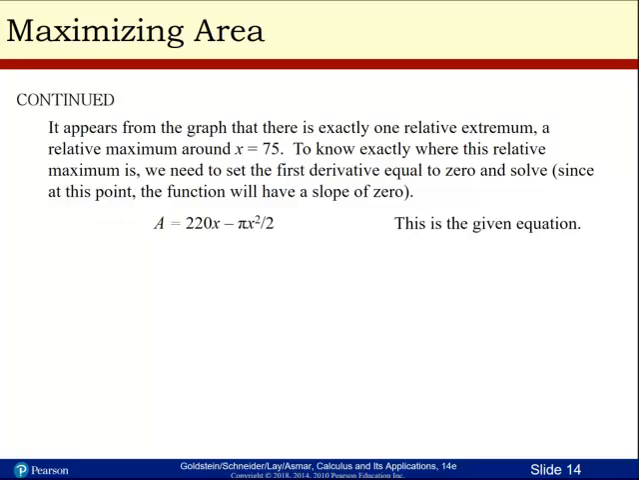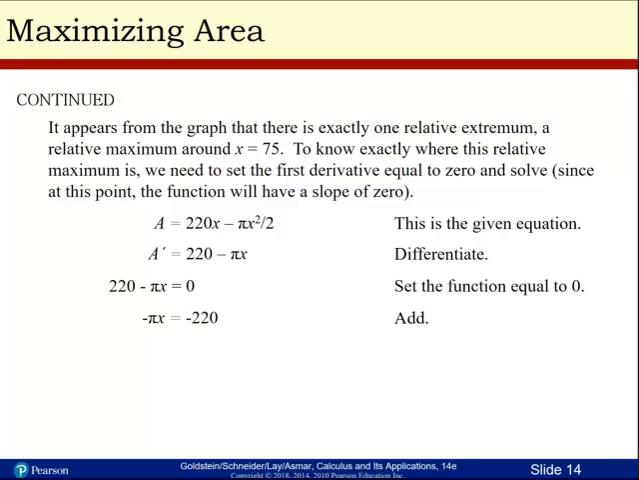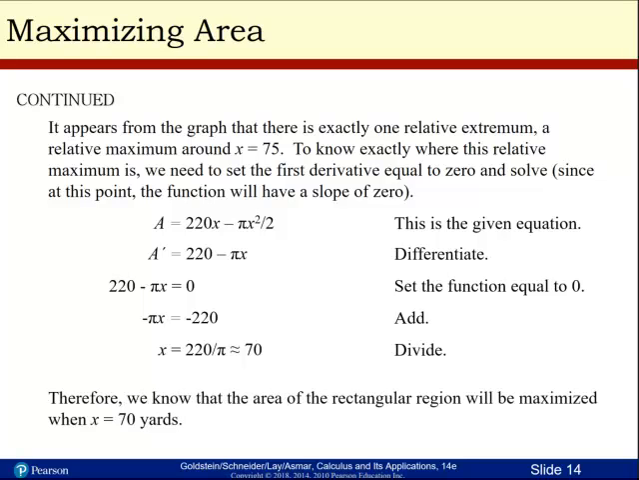All right, so we take our function, take the derivative. A prime is 220 minus pi times x. Set this equal to 0, solve it for x, and we get that x equals 220 over pi, which is about 70. Therefore, we know that the area of the rectangular region will be maximized when x is 70 yards.